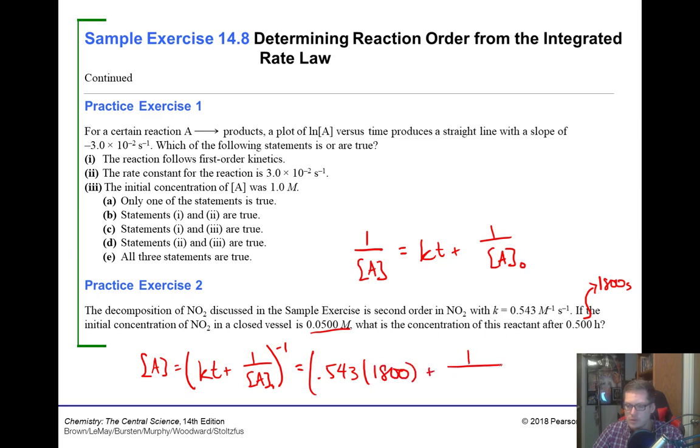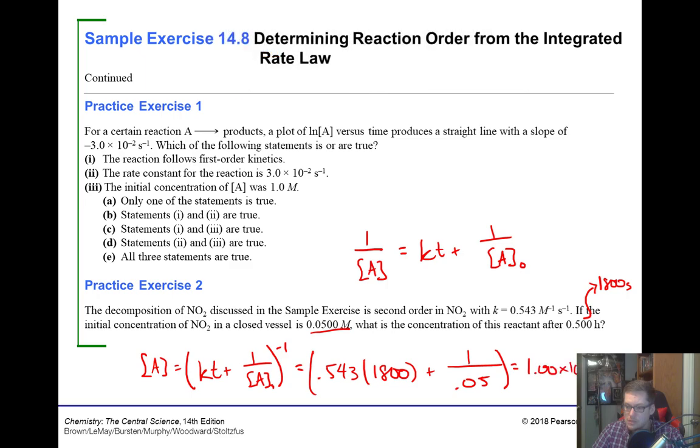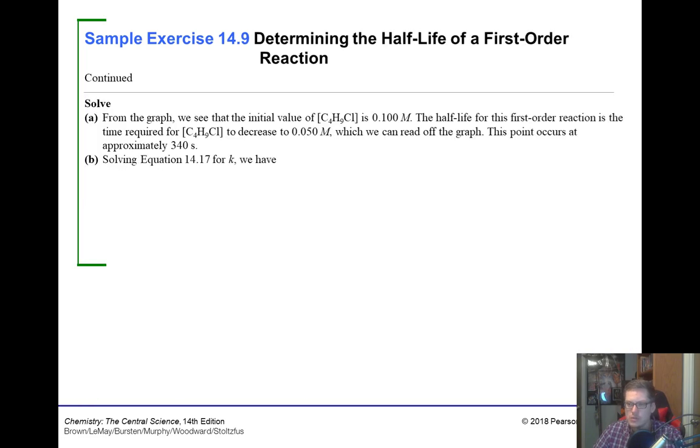And plus 1 over the initial concentration, 0.05. So 0.543 times our answer from the previous one, which was the 1,800, plus 0.05. Inverse, and then inverse the whole thing. So the concentration after 1,800 seconds is 0.00100. Man, just not very much, is there? So 1.00 times 10 to the -3rd molar. All right, I'm pretty sure that's all I wanted to do.